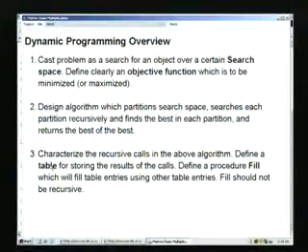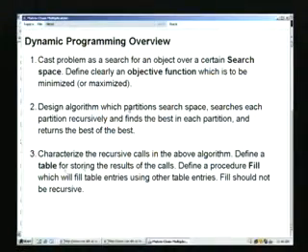Once we get a characterization, we are going to build a table in which the results of all these calls are going to be stored. So, we have identified which are the calls which are going to be made over the lifetime of this algorithm, and we will have an entry in this table corresponding to each such call. Then we will define a procedure which I will call fill, which will be able to fill the table entries using other table entries.